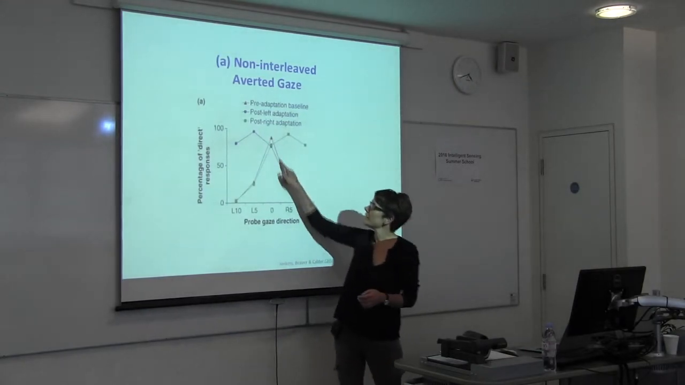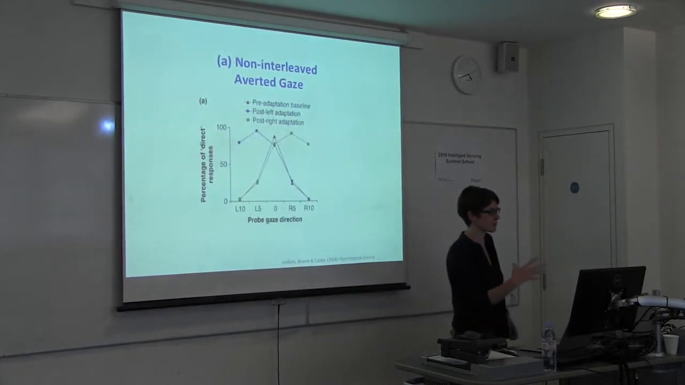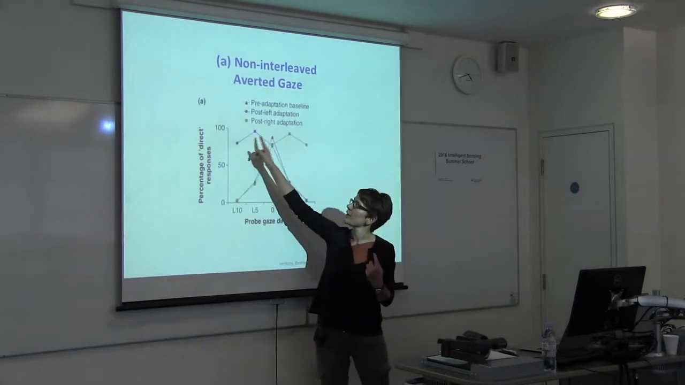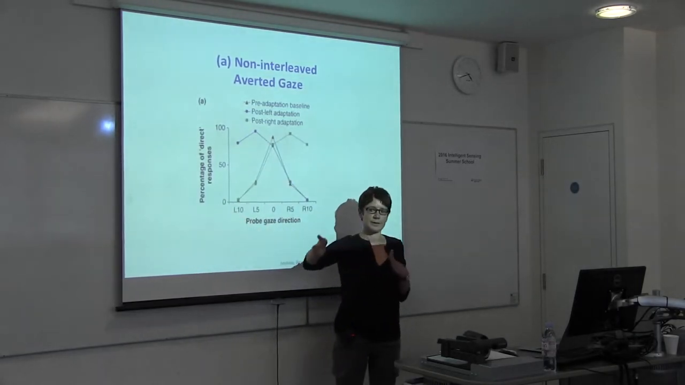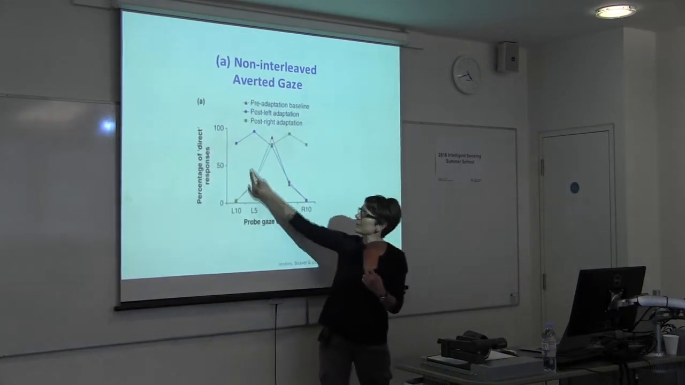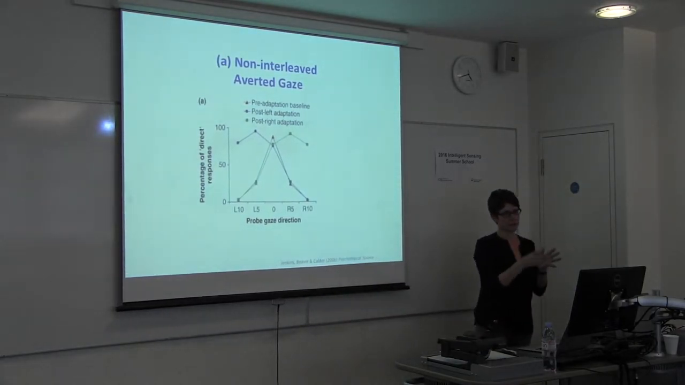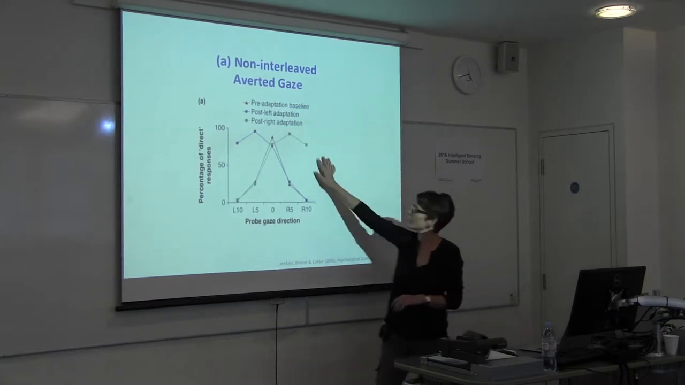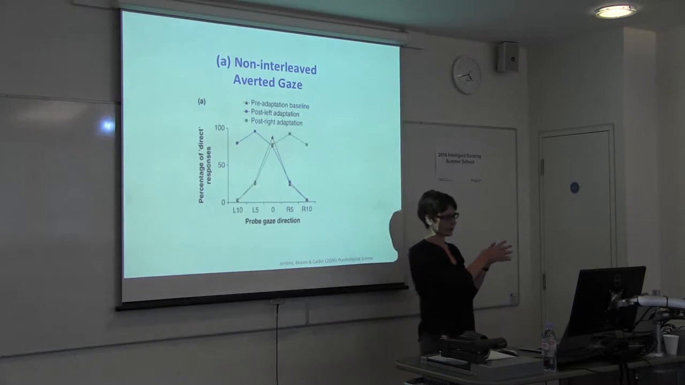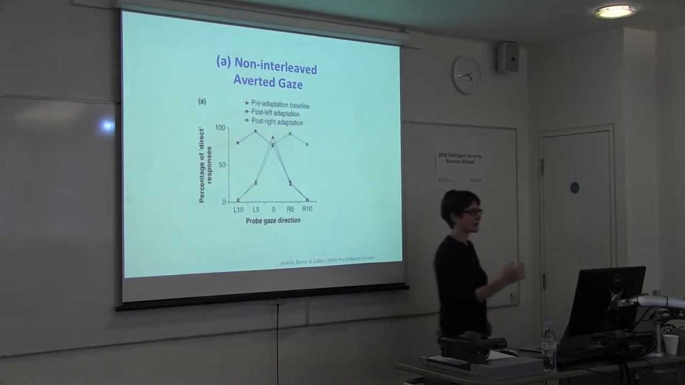The red is the number of direct responses that people give before any kind of adaptation. The blue here shows that after you've adapted to something that's very much looking to the left, something slightly looking to the left now appears to be direct. And that's basically what you all experienced. You can do the same with rightwards. If you adapt to someone looking very much to the right, and then you see a slightly rightwards gaze, that looks direct.